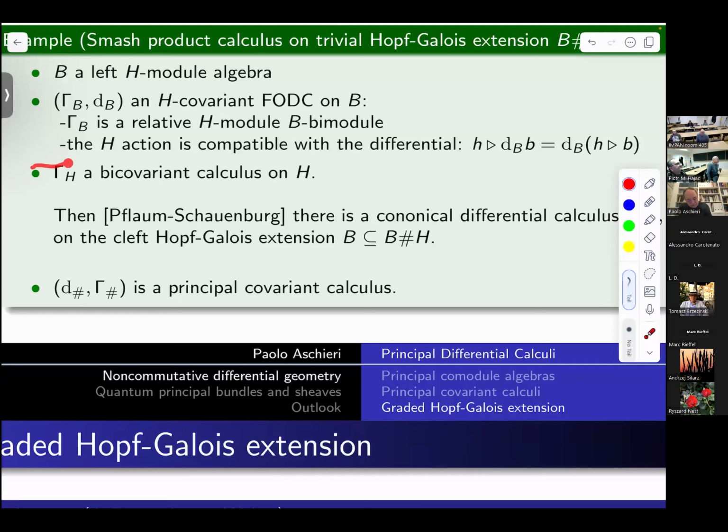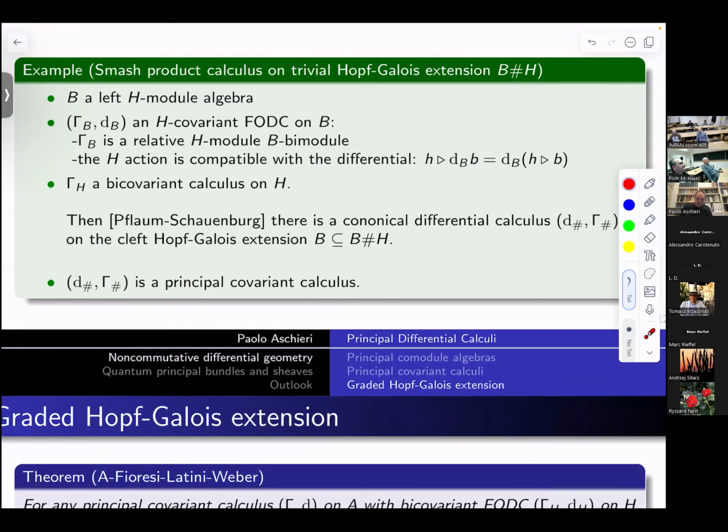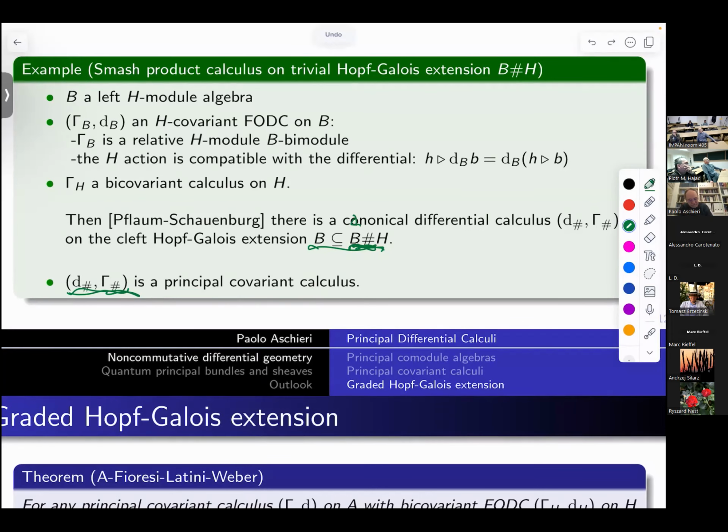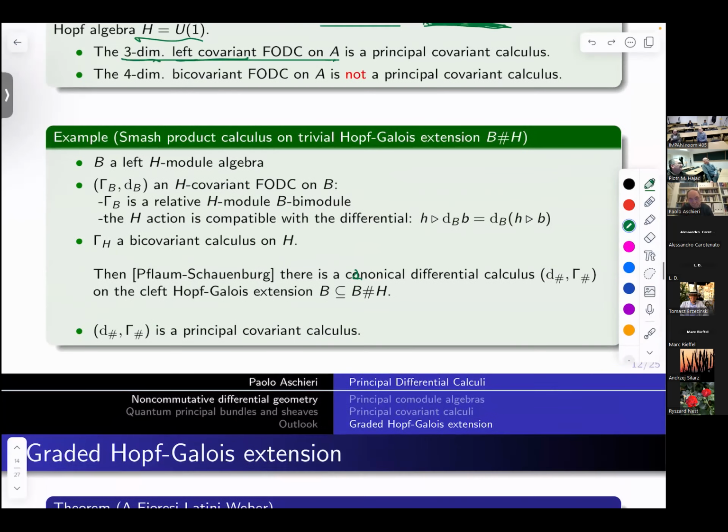And then take now the calculus on H to be a bicovariant differential calculus. Then, as Flaum and Schauenburg many years ago showed, there is a canonical differential calculus on the smash product algebra. And of course, a smash product algebra is simply an example of a Galois extension, a specific example, a cleft Galois extension. And indeed, this is a principal covariant calculus. So it's another example that, let's say, if we go cleft, things work. I mean, it's more than cleft, it's smash.